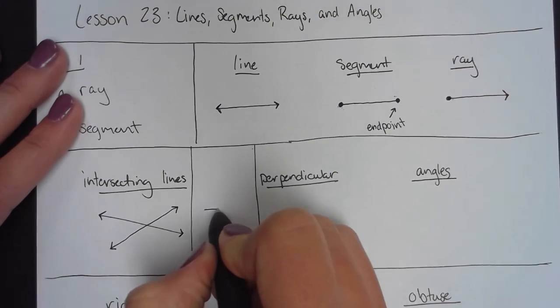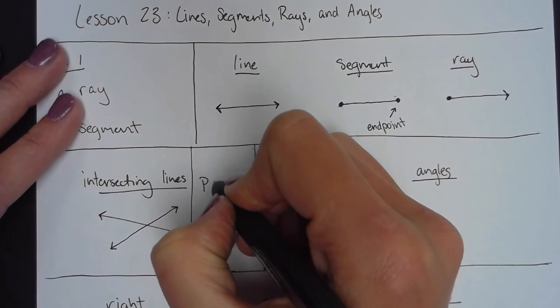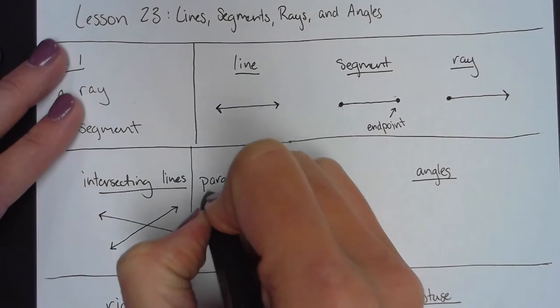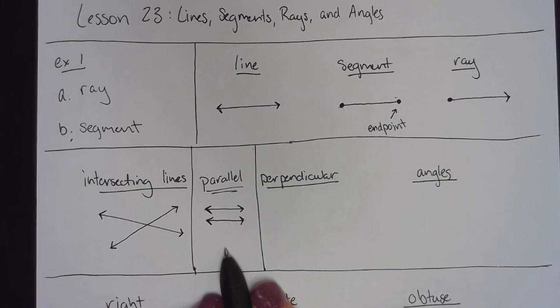Now, if they don't intersect, go ahead and make yourself a new little spot here. If they don't intersect, they're going to keep going on and on forever without touching. That's what we call parallel. So these ones are parallel. All right, parallel lines.